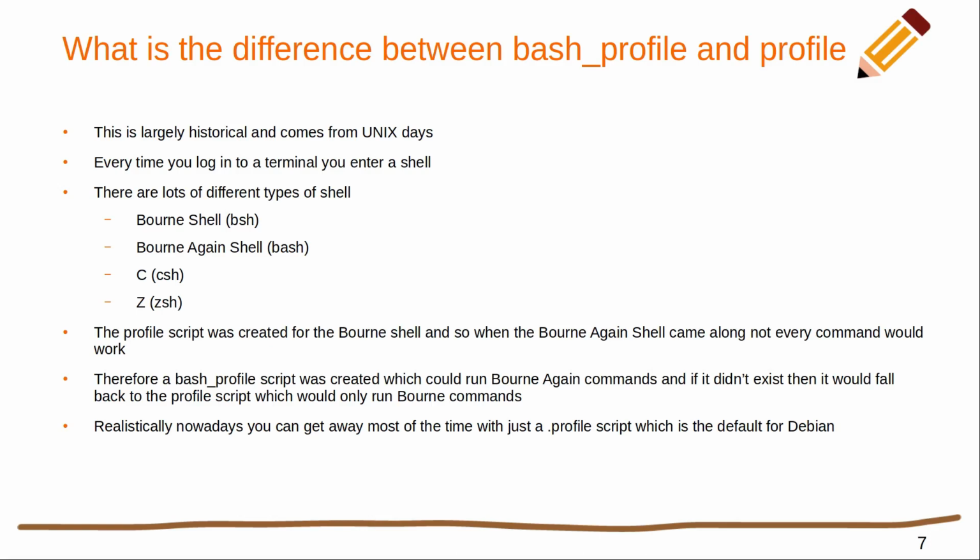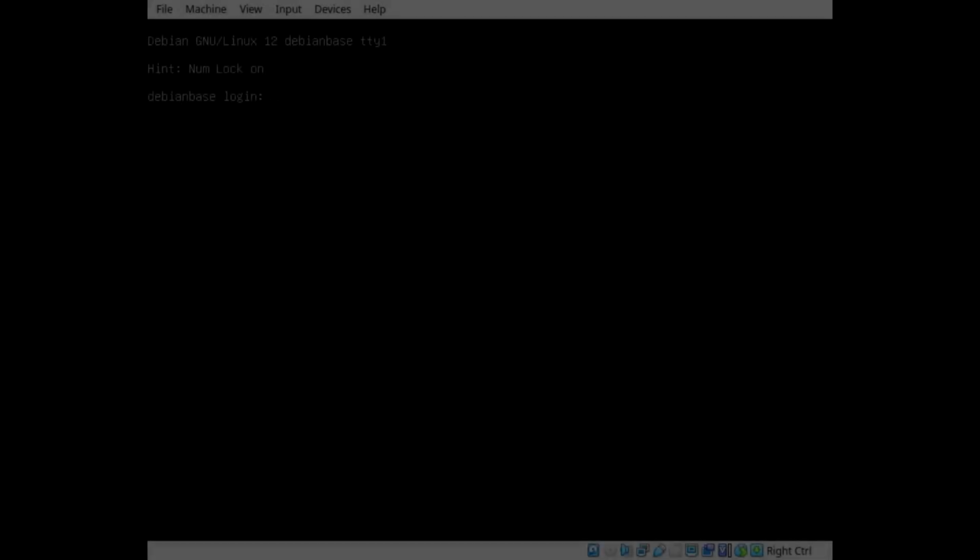Realistically, nowadays you can get away most of the time with just using a profile script. You're not going to put enough in there that's going to make it a problem, and it's in fact the default for Debian. So it's not something to particularly concern yourself about, but that's why you've got a .bash_profile and a .profile script. Okay, so it's time for some practical.